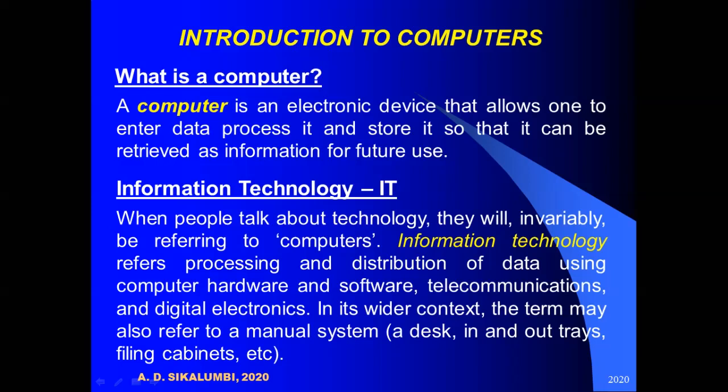In its wider context, the term may also refer to a manual system: a desk, in and out trays, filing cabinets. In those days, those who did office practice would learn how filing is done in an office, the office cabinets, and how we should arrange things in alphabetical order, starting with A or starting with Z, or in numeric order, dealing with numbers in ascending or descending order.